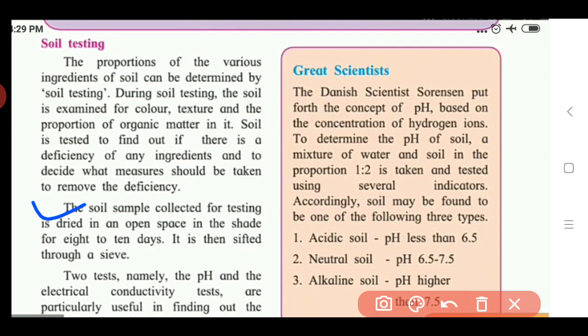Meaning here we strain the soil, that is, we separate the soil particles into powder form and large particles. In that way, first the soil is made available in a ready form for testing. For this, first the soil is dried for 8 to 10 days, and after drying the soil, we sieve it using such instruments.